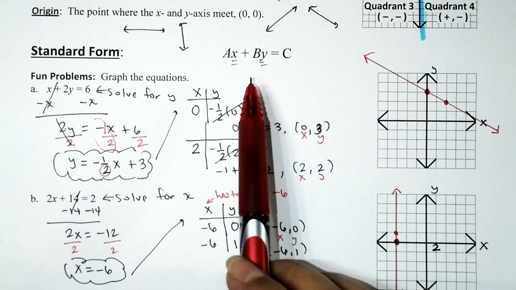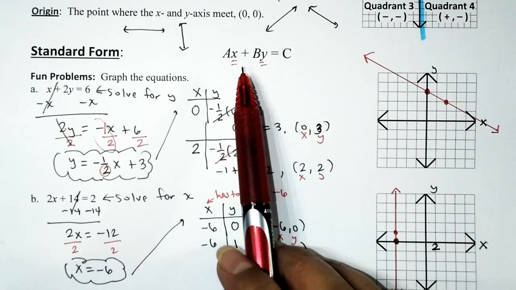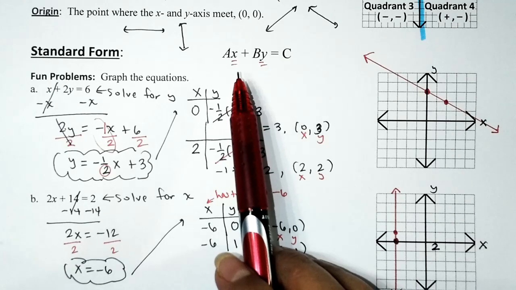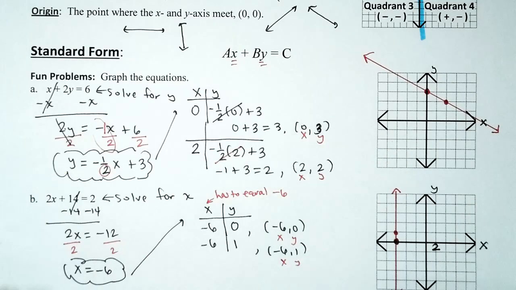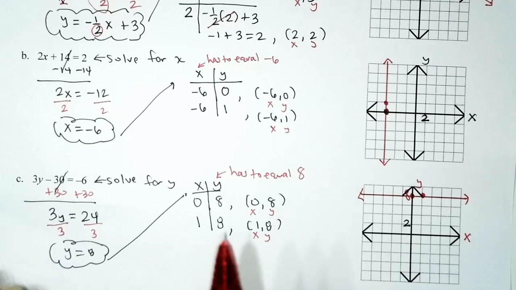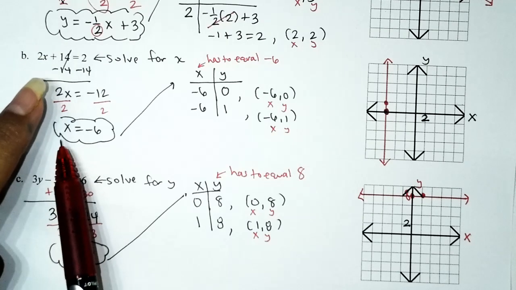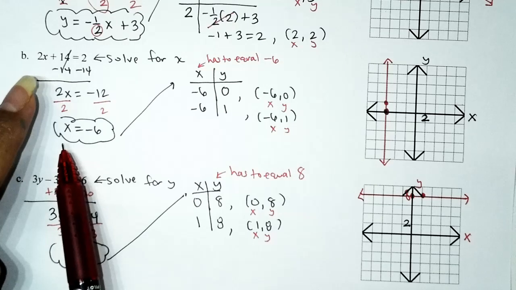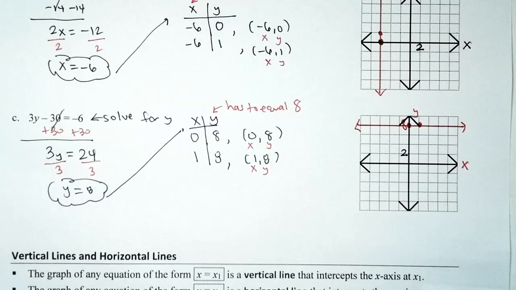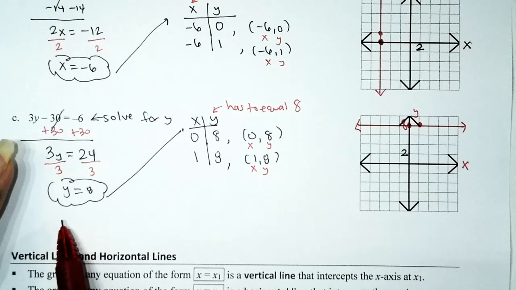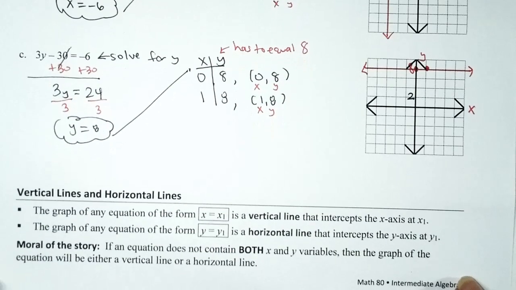If your equation has both x and y variables, it doesn't matter if the equation is in standard form or not, then the graph is going to be slanted. If the equation only has the x variable, whether it's solved for x or not, then you're going to have a vertical line. If your equation only has the y variable, then you're going to have a horizontal line.